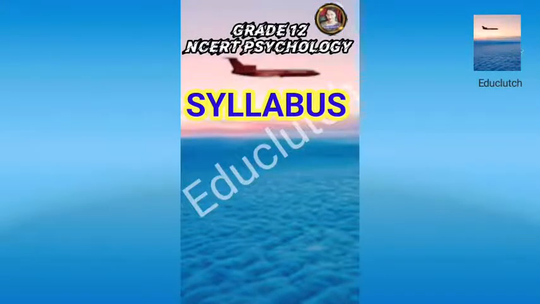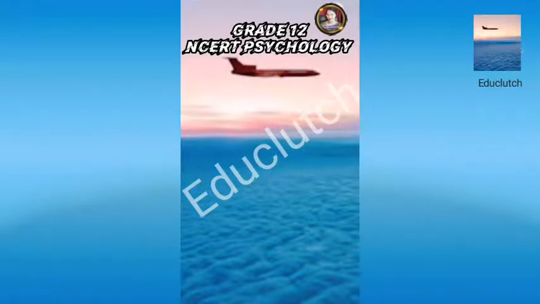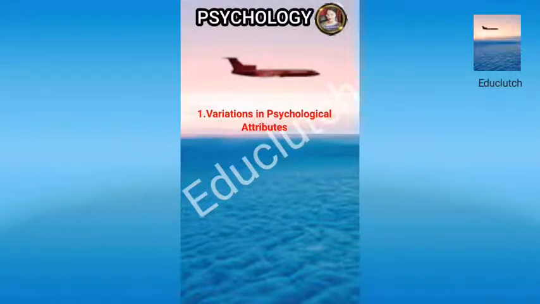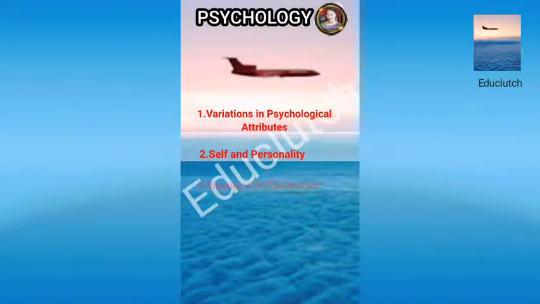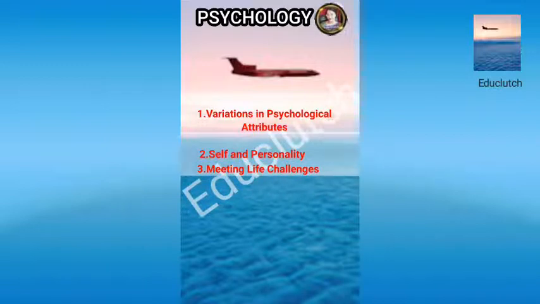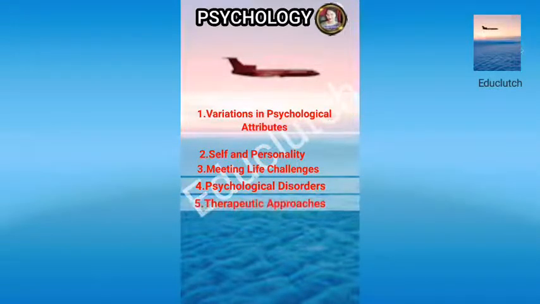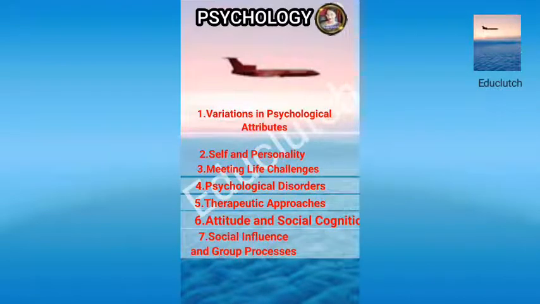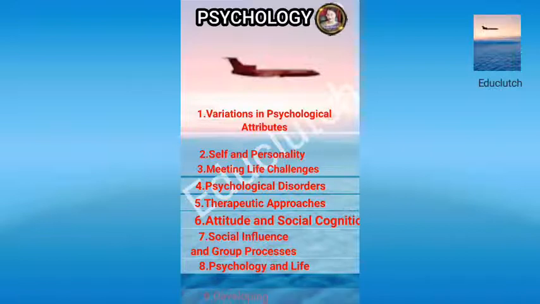Dear students, for grade 12, the NCERT psychology syllabus is this way. You are supposed to study 9 chapters, of which the first chapter is variations in psychological attributes. Second is self and personality. Third is meeting life challenges. Fourth is psychological disorders. Fifth is therapeutic approaches. Sixth is attitude and social cognition. Seventh is social influence and group processes. Eighth is psychology and life. And the last is developing psychological skills.